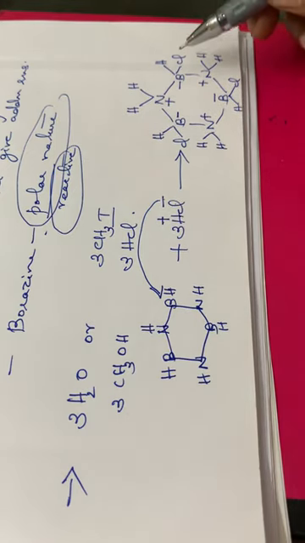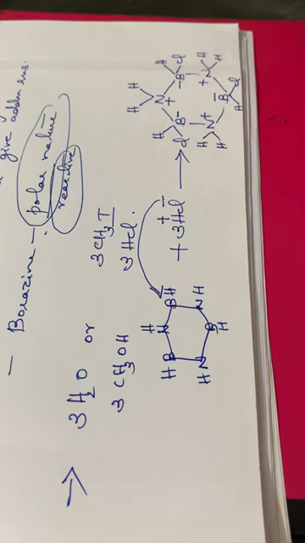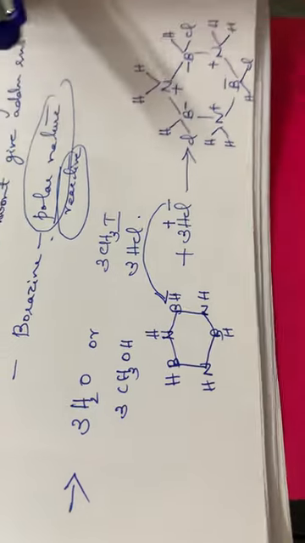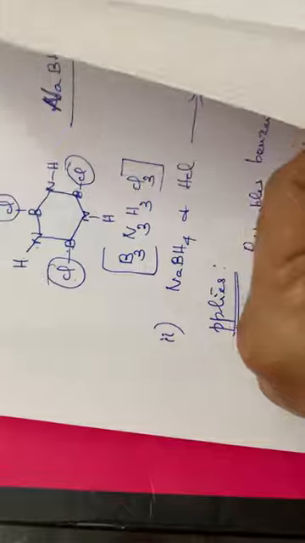I think some corrections are there in your textbook also. You just go through it, and if there is any correction, you have to correct that also. Okay, so this is the case of boracene or borazole. Then the next one, we can go through the hydrolysis of boracene or borazole.